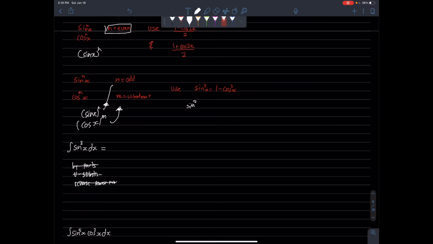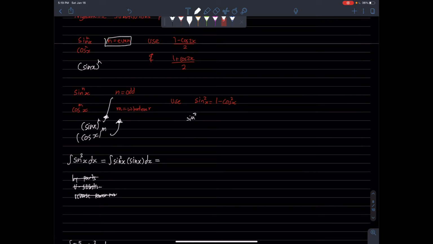Okay, so let's rewrite this. This is just sine squared x times sine x dx, which is just equal to, now we're going to make our substitution. We have an odd power, right? So we can assume that the cos here is just to the power of 0, and we said m could be whatever, so it fits our criteria. So sine squared is equal to what? 1 minus cos squared x, times sine x dx.